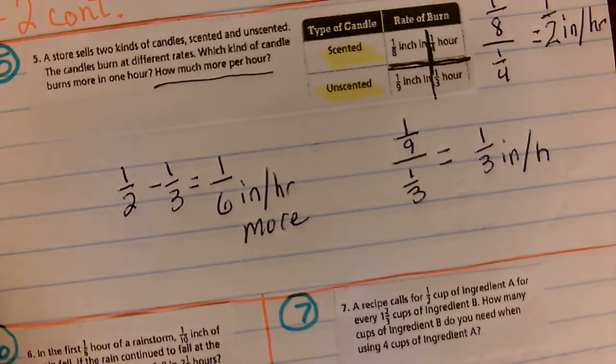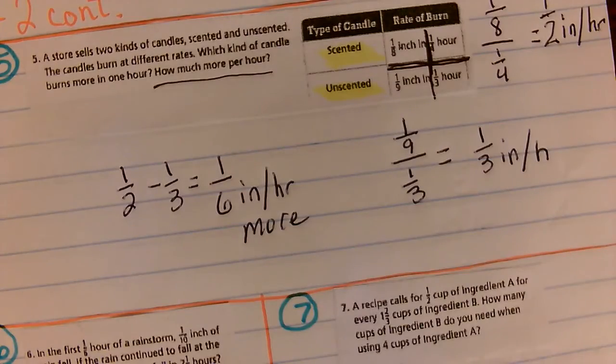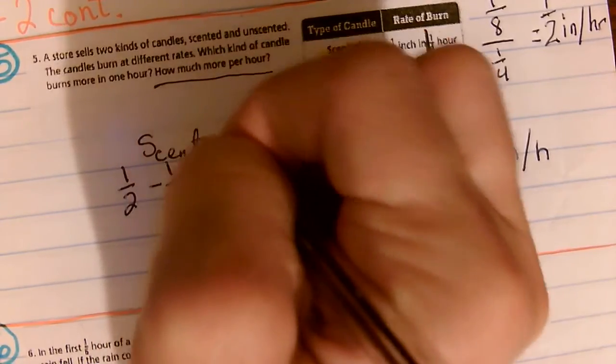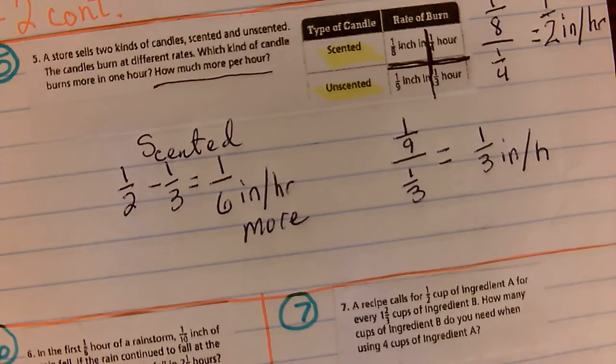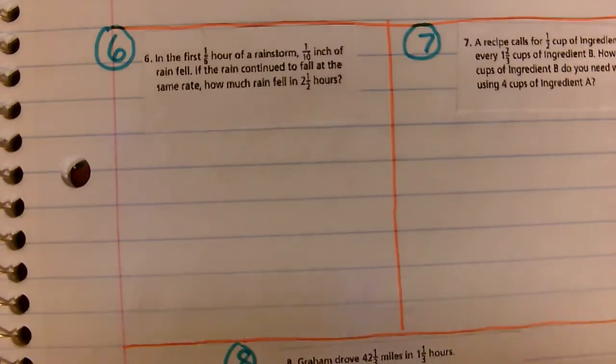So which kind of candle burns more in 1 hour? Well, the 1/2, which is scented, burns more, and it burns 1/6 of an inch per hour more. And I'll say the scented. Okay? Let's move down to this one.